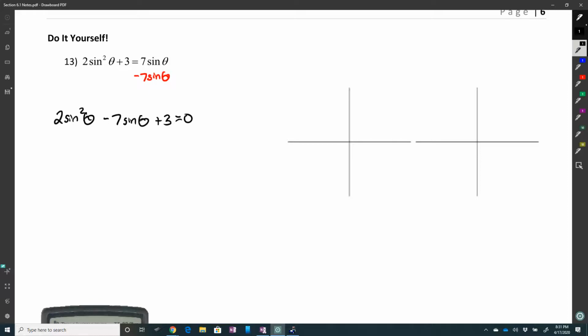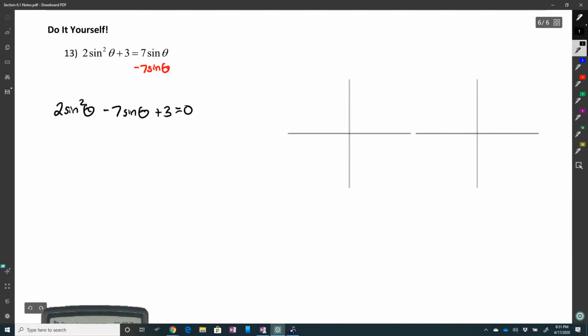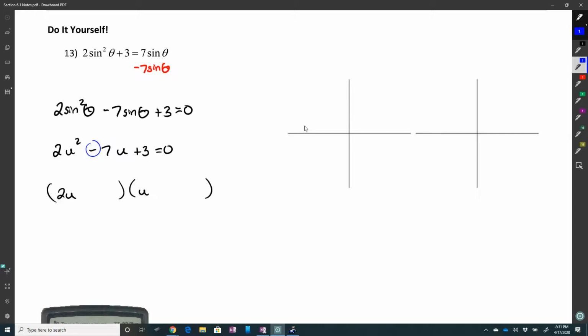And if I look at this, we can say, okay, how can I factor this? Think of it as 2u squared minus 7u plus 3. Well, the first two terms have to be 2u and u. That's the only way that can work. The last two terms have to be 1 and 3. And since this is negative, it means that they both have to be negative. But I don't know which one's which, so I'm just going to do trial and error.